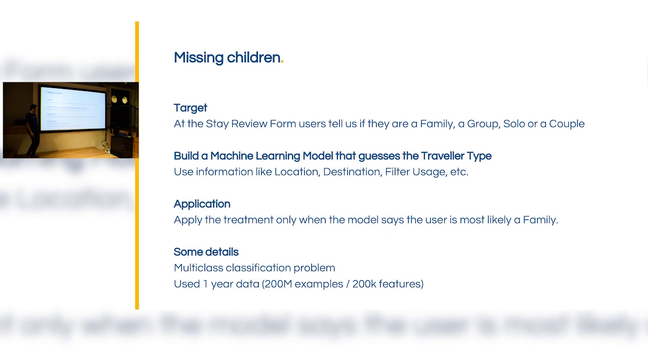Some details: this is just multi-class classification. What we use is 1 year of data, so quite a bit, not too many, and this trains really well and it's very low latency. Why is it 200,000 features? This is the cardinality of the full data set. We just have high cardinality features. If you think about, for instance, destination, we have many destinations.